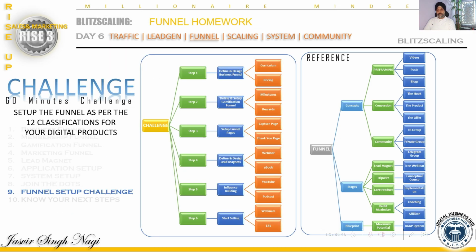Now let's go to the challenge. This is very important for you to do if you really want to get into your blitzscaling mode. Challenge 1 has step 1, step 2, step 3, step 4, step 5, and step 6. Define and design the business funnel. Put a curriculum in place in case you're putting a digital asset in the form of courseware online. As I told you, this could be one of the main functions in the digital asset gamut of things. And then put a pricing. That's the first thing.